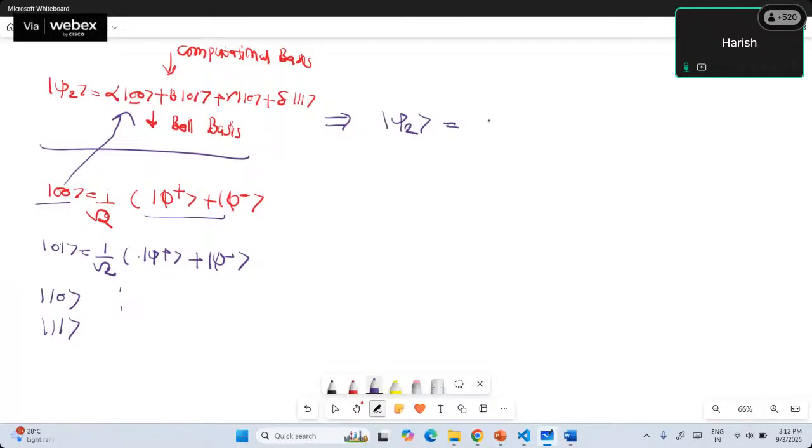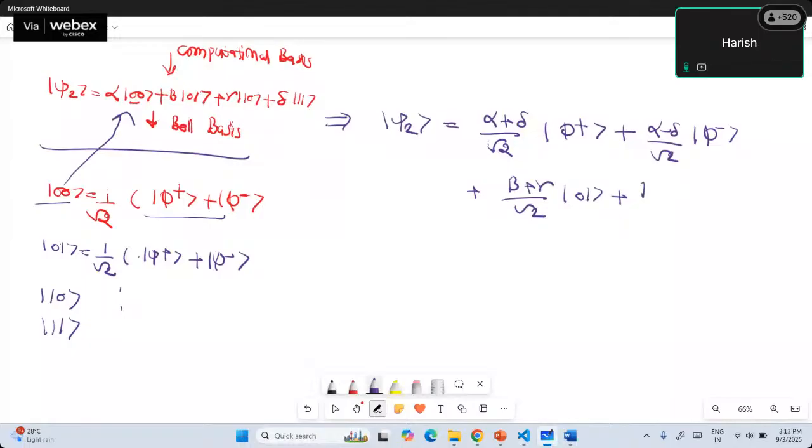It will have alpha plus delta by root 2 for phi plus, and for phi minus it will be alpha minus delta by square root 2, and plus beta plus gamma by square root 2 for psi plus, 0 1, and beta minus gamma by root 2 for psi minus, 1 0.